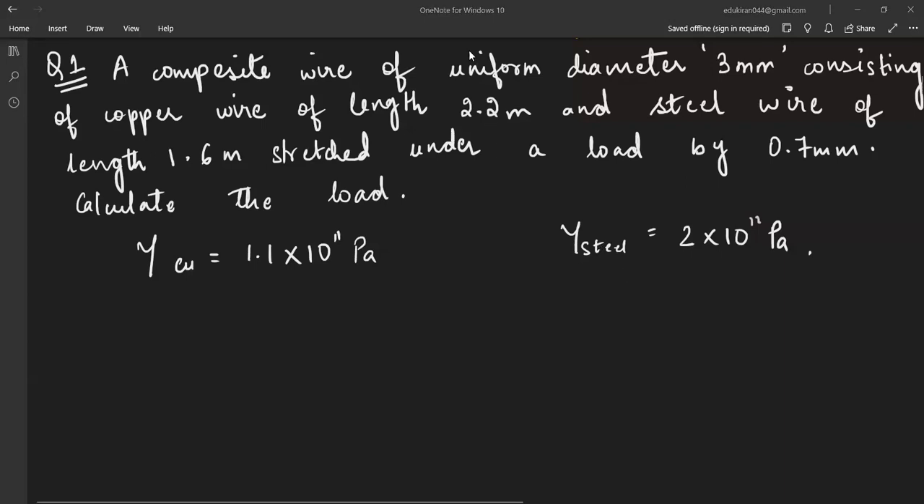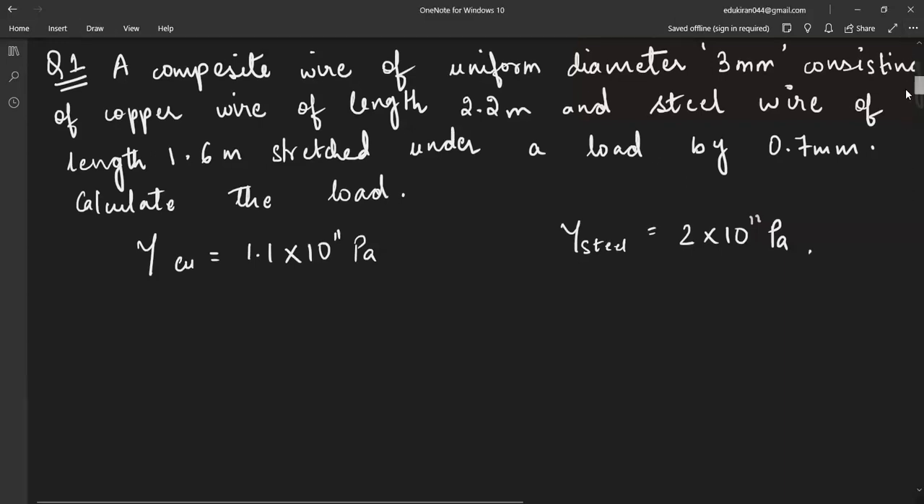This question says that a composite wire of uniform diameter 3 millimeter, consisting of copper wire of length 2.2 meters and steel wire of length 1.6 meters, is stretched under a load by 0.7 millimeter. So if two wires are there and this load is given, it means this is the combined load. How is the figure for this?